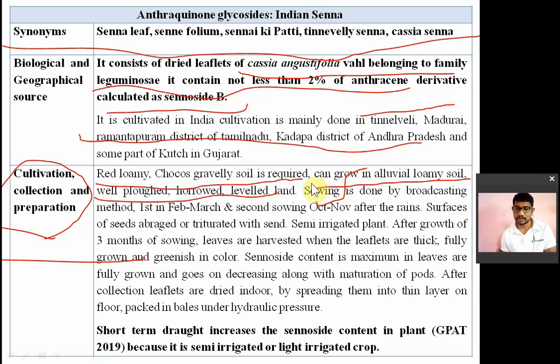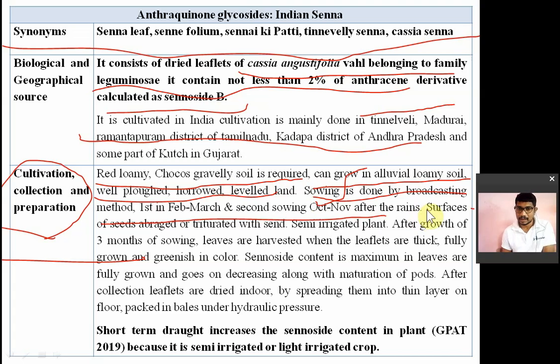Sowing of this Senna seed is done by the broadcasting method. Remember, broadcasting method. It is simple. Broadcasting method means scattering the seeds, not transplanting. It is done in February or March. So the first sowing is done in February to March, and the second sowing is done in October to November. If the crop does not come up in the first sowing, if seedlings are not there, then you have to do the second sowing.